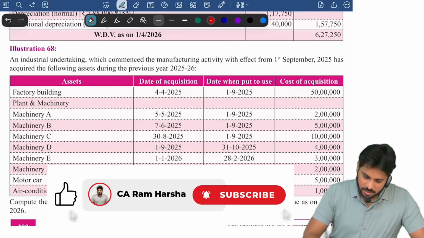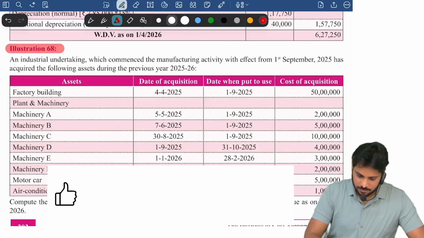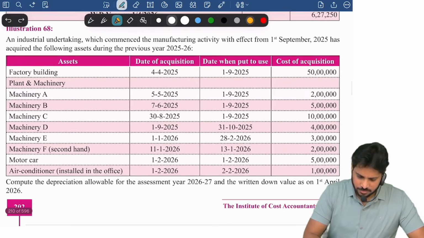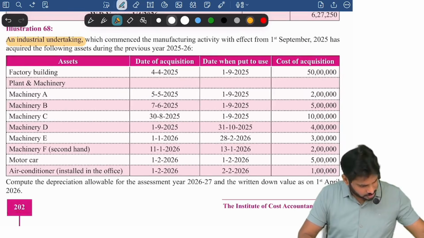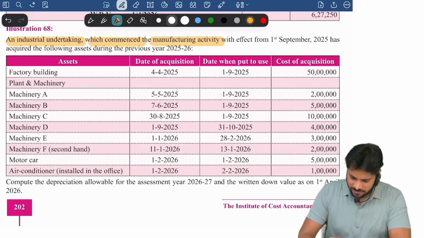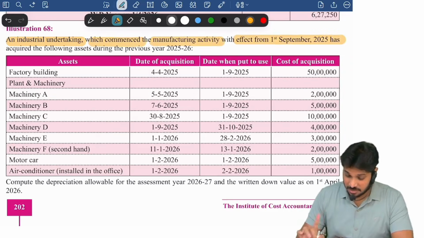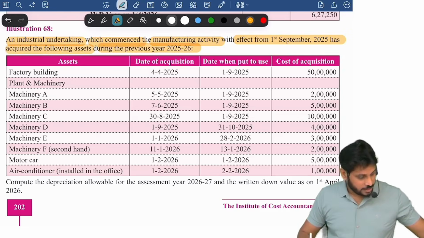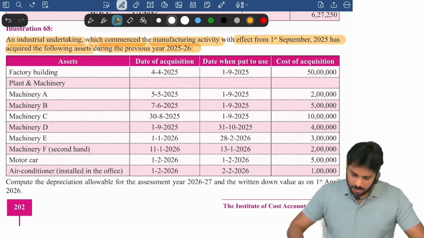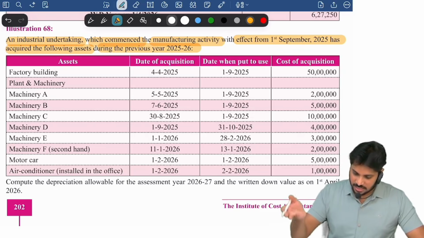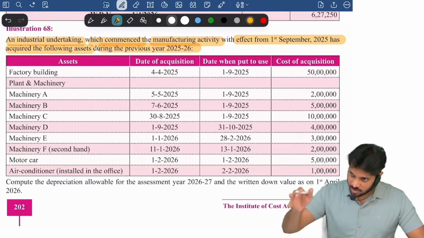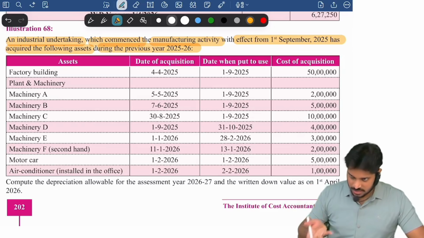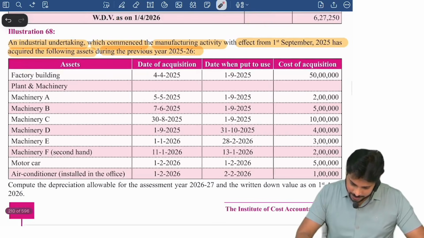Let's now continue with the 68th question. This is an industrial undertaking which commenced manufacturing activity from 1st September 2025 and has acquired the following assets during the year. Since they started manufacturing activity on 1st September itself, the business itself started on 1st September. You see all the acquisitions are in the current year.